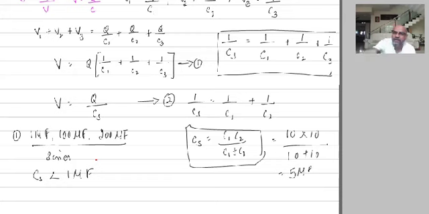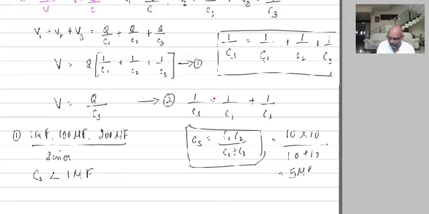If you want to calculate, you have the formula here. 1 by Cs is equal to 1 by 1 plus 1 by 100 plus 1 by 200. Then calculate and just know that Cs will be less than 1 microfarad, slightly less than 1 microfarad. So that is one important thing that you have to remember.